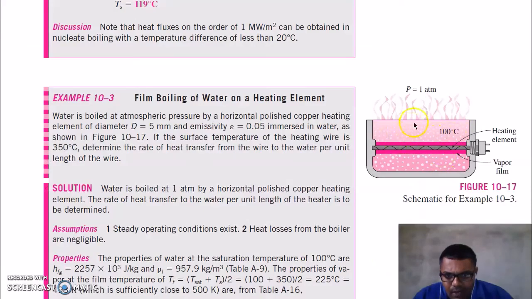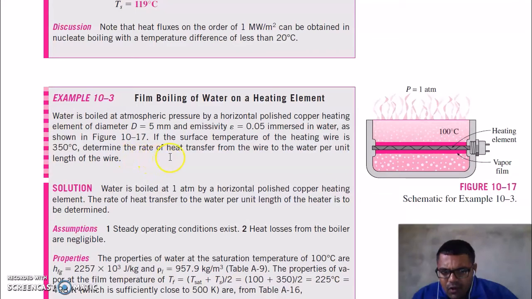Water is boiled at atmospheric pressure by a horizontal polished copper heating element of diameter 5 mm. Emissivity is given. The surface temperature of the heating wire is 350 degrees Celsius.